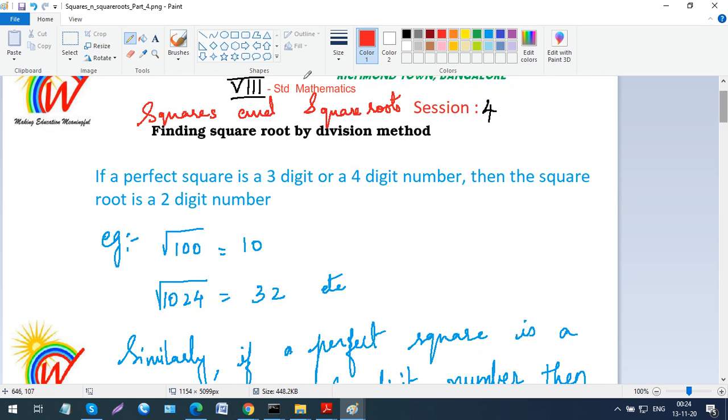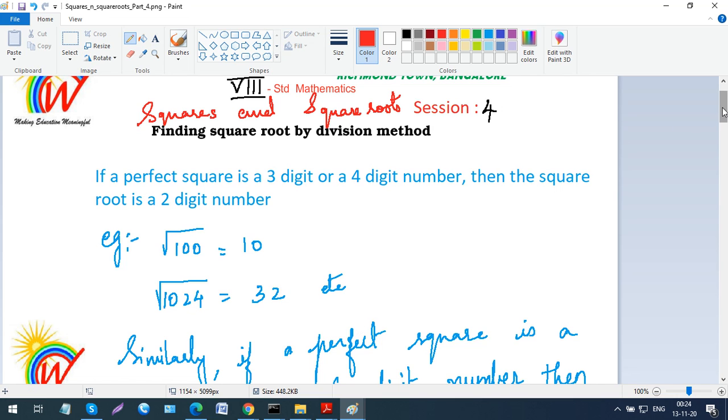If they ask you to find the square root in your test, you can use any method, whichever method you are comfortable with. But if they specifically tell you that you have to find the square root by division method, then you have to do this method only, then you will be getting the marks. If you use the prime factorization method, you will still get the answer, but for that method you won't be getting the marks. So you have to learn this method.